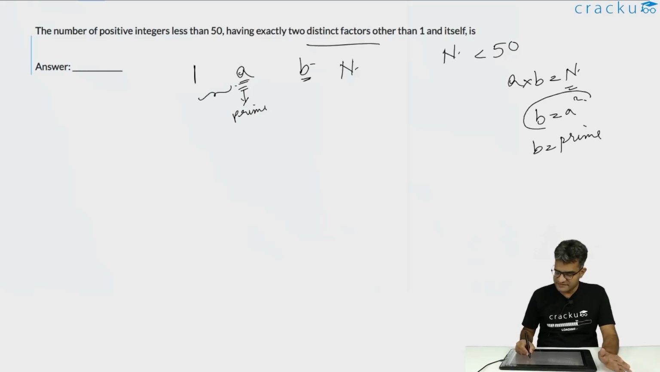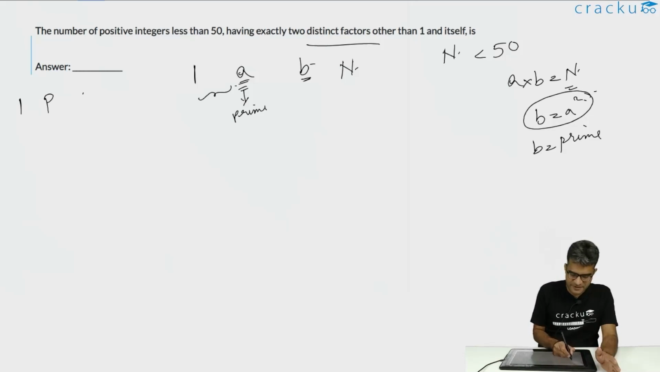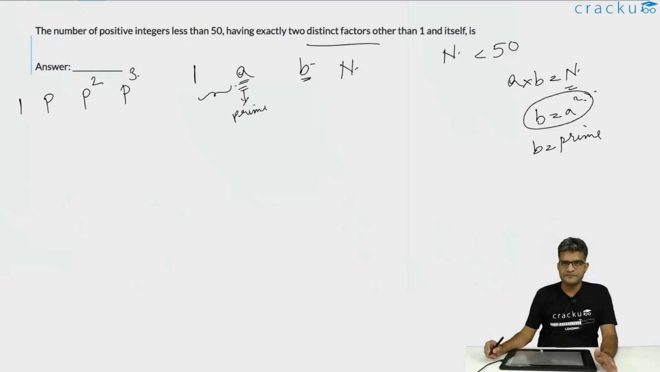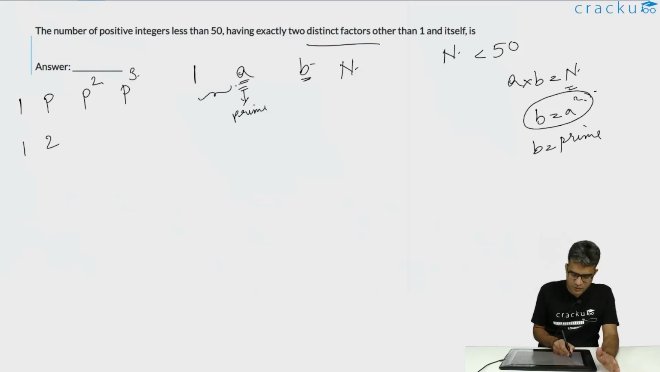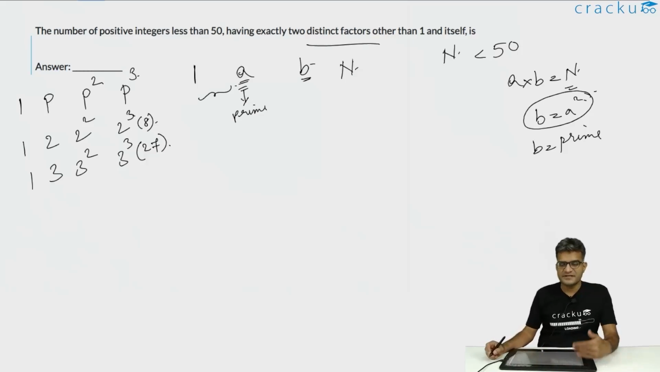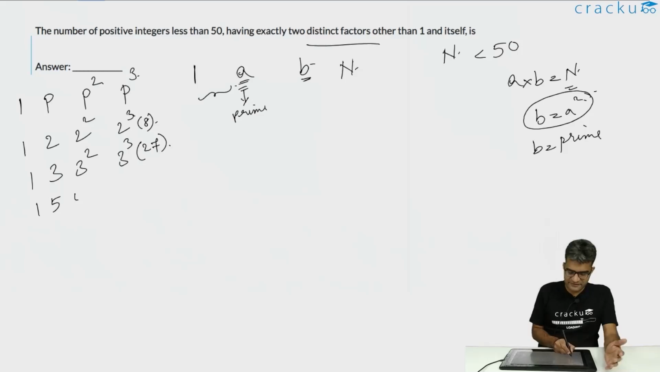First, we are looking at the case where b is a square. So basically the number n is of the form 1, a prime number p, the square of a prime number p square, and this number will be p cube. So you will have two such numbers which are less than 50. What are those two numbers? They are 1, 2, 2 square and 2 cube. This is 8. Or 1, 3, 3 square and 3 cube, which is 27. The next number will be 1, 5, 5 square and 5 cube, which is 125, which is greater than 50. So this is not allowed.